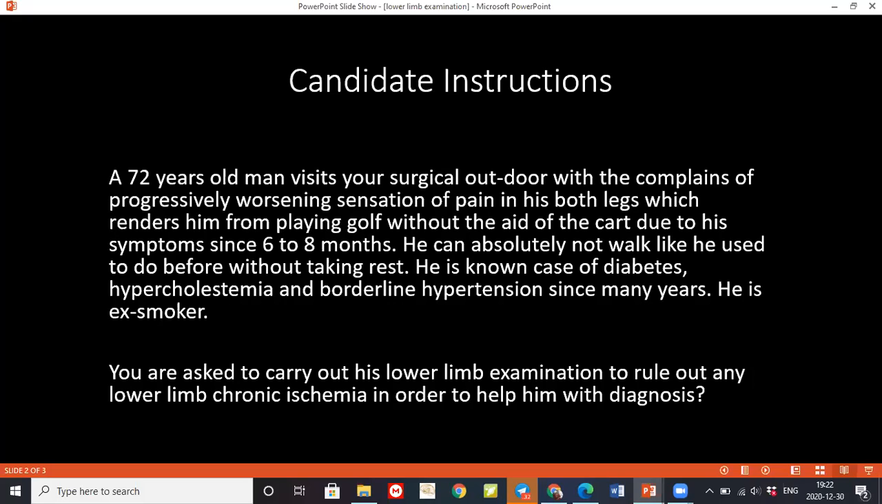How would you define critical limb ischemia? Critical limb ischemia actually includes three factors: if there is any evidence of tissue loss in the form of ulceration or gangrene, if there is any form of rest pain, and if there is an ankle brachial pressure index less than 0.4.